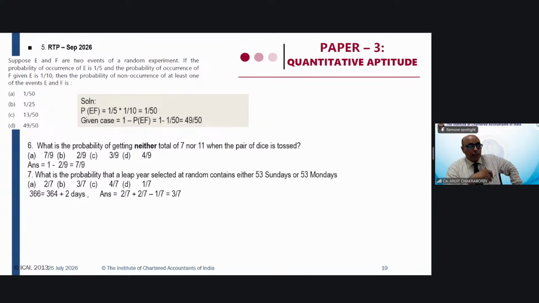Now, this can happen only when, if you see, the 365th day can happen in 7 ways, because the 365th day can be Sunday, Monday, Tuesday, 7 days. And also the 366th day can also be any of 7 days.